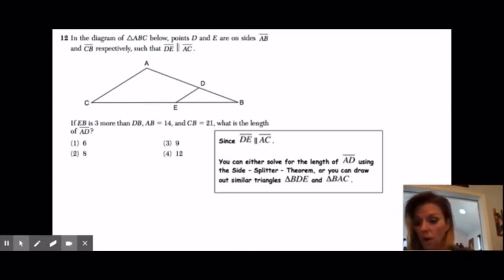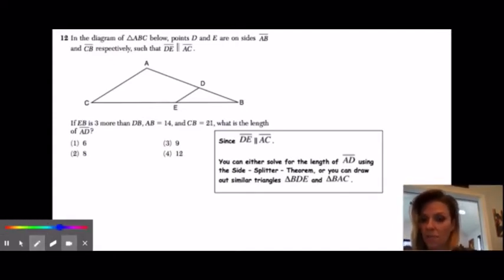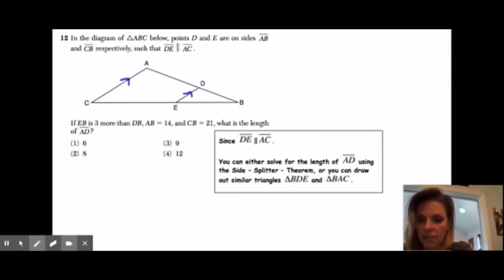But I'm going to read through the problem, and then I'm going to redraw, probably pretty terribly, sorry, and go from there. So 12 says in the diagram of triangle ABC below, points D and E are on the sides AB and CB respectively, such that DE is parallel to AC. They're telling me that because that's showing me that those two triangles are similar. So before I read any further, I'm going to redraw.